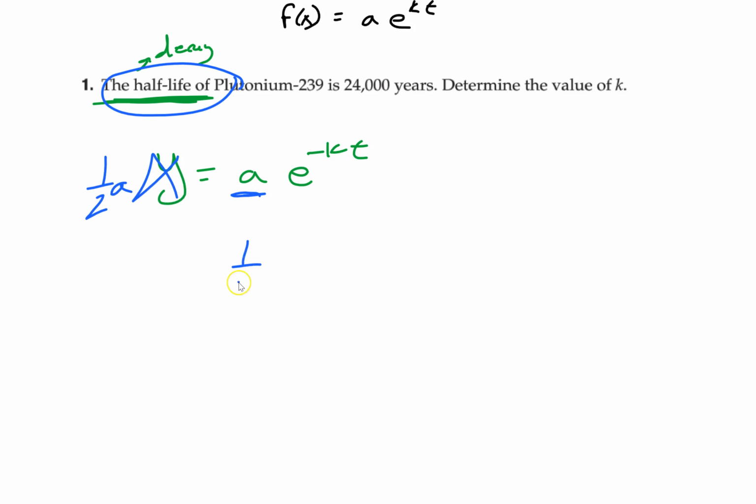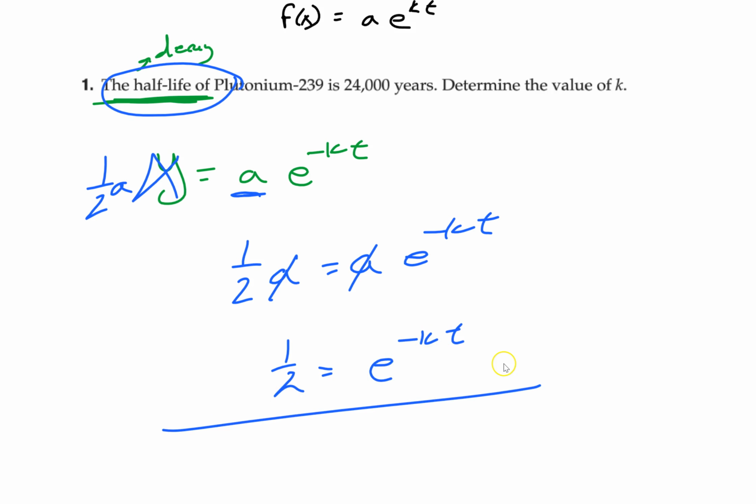So this is actually my equation. Anytime they say half-life, this is your equation, because it doesn't matter what your initial amount is. At the end, you want half of that. If you divide both sides by A, the A's cancel out, so the equation just has to be this. That's a half-life equation. How long until you get half of your initial amount? Now all we have to do is plug in our time, 24,000 years. So I get 1/2 equals e to the negative k times 24,000.